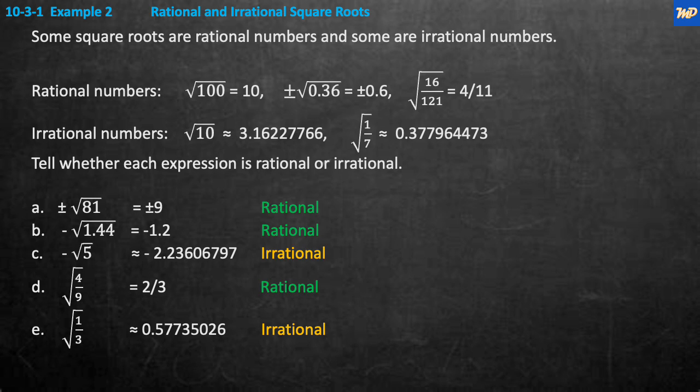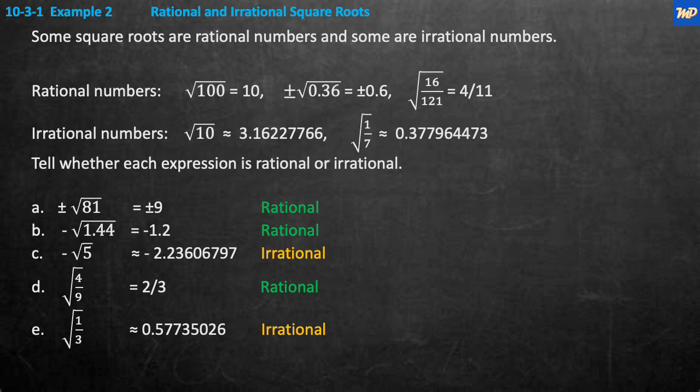So let's look at a few. It says rational numbers. The square root of 100 is 10. 10 times 10 is 100. It's exactly 10. How about the plus or minus square root of 0.36? It's plus or minus 0.6, because 0.6 times 0.6 is 0.36. How about the square root of 16 over 121? That is equal to 4 divided by 11. Those are all rational numbers. They're perfectly defined. That number is 4 divided by 11.